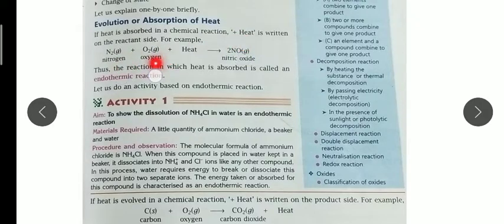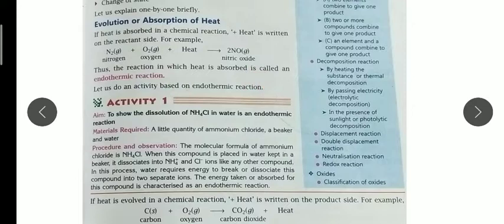Here you can see one reaction is given. When nitrogen reacts with oxygen, it will absorb heat. That's why plus heat is written here on the reactant side, and all together they form one product, that is nitric oxide, 2NO, which is a gas. This is the definition of endothermic reaction: the reaction in which heat is absorbed is called endothermic reaction.